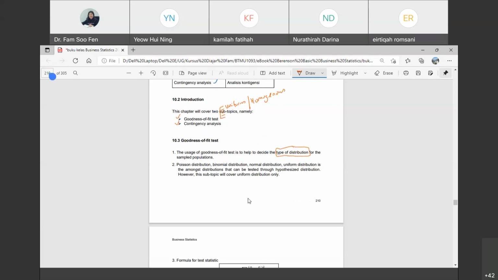As I said, we are learning what? Uniform, homogeneous. For example, there is also the Wilbur test. There are many tests, so you concentrate here. Poisson distribution, binomial distribution, normal distribution, and uniform distribution are among those that can be tested through hypothesis testing. But we are concentrating here.